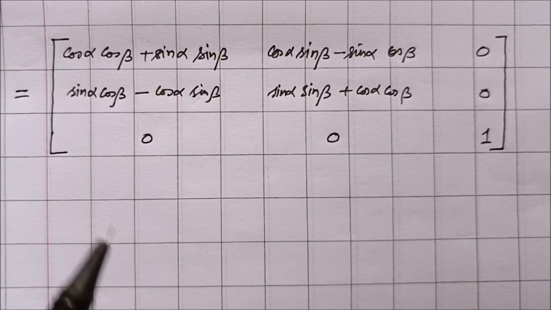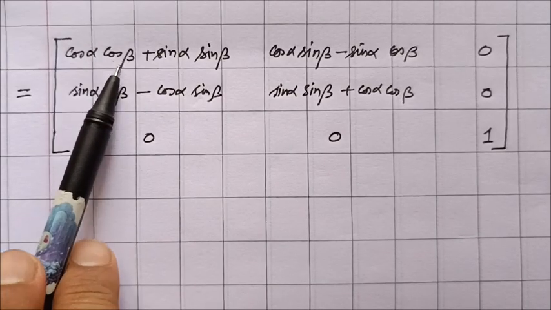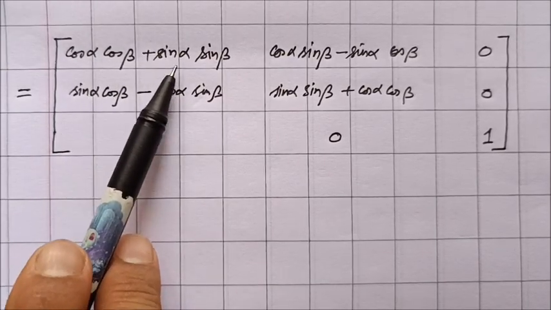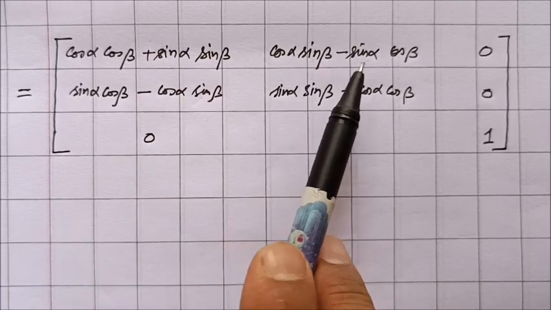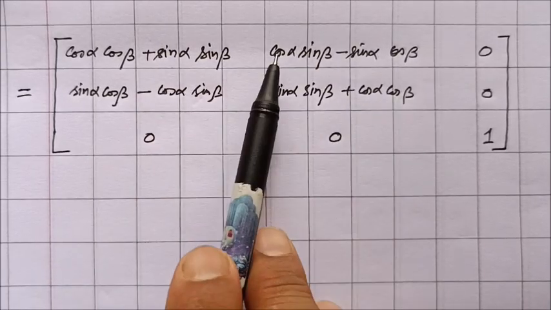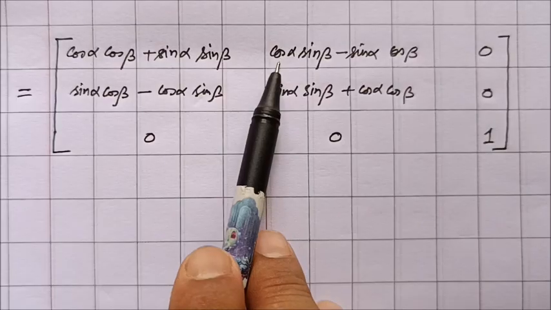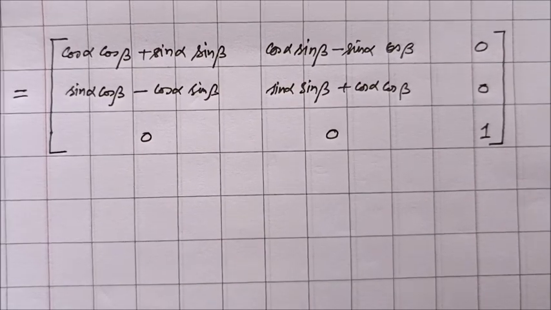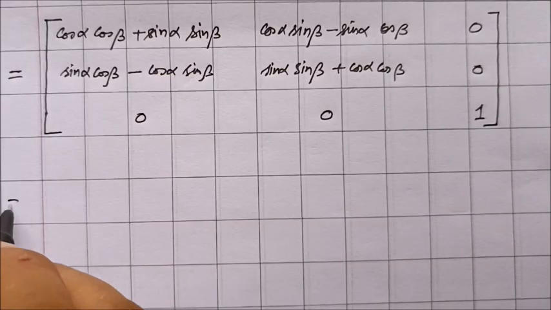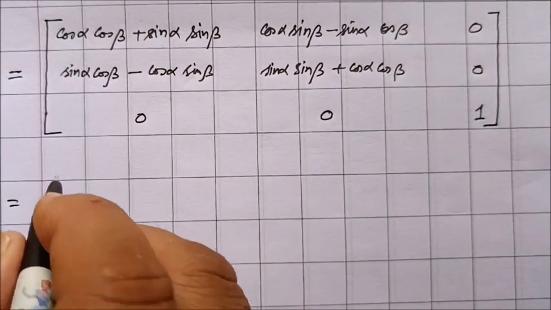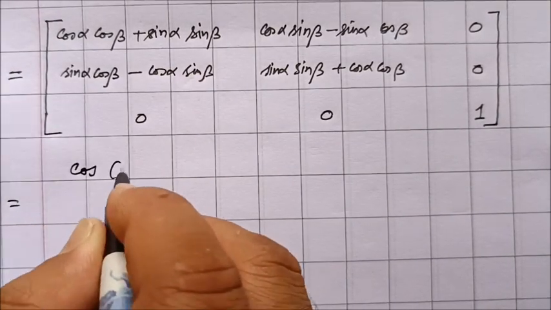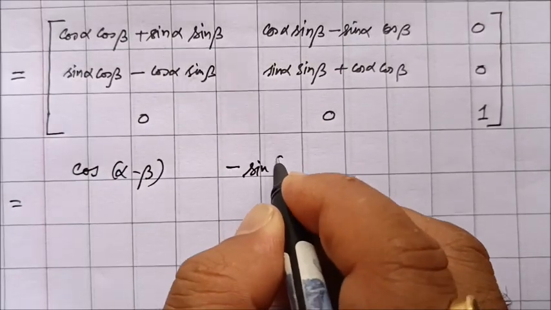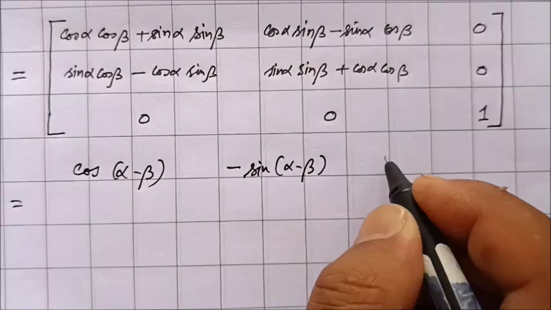So here we have to check carefully. Cos alpha, cos beta, sine alpha, sine beta. This is nothing but cos of alpha minus beta. But here you see sine alpha cos beta minus cos alpha sine beta. This will give us sine of alpha minus beta. That means one minus sign will be required there. So next step in this place I will write down as cos of alpha minus beta, but here I will write down minus sine of alpha minus beta and 0.